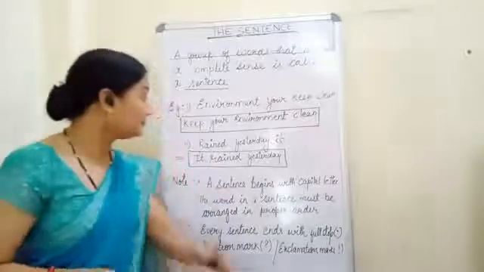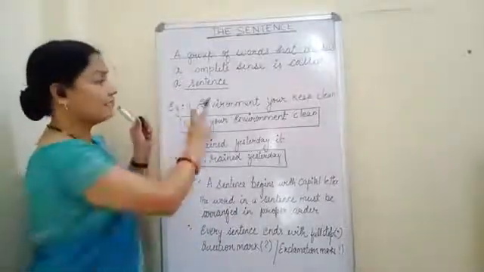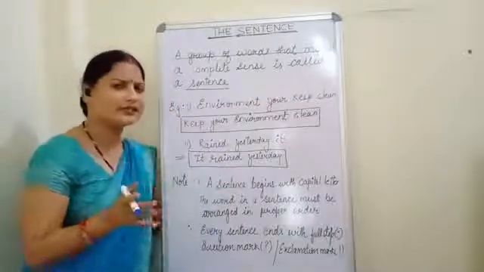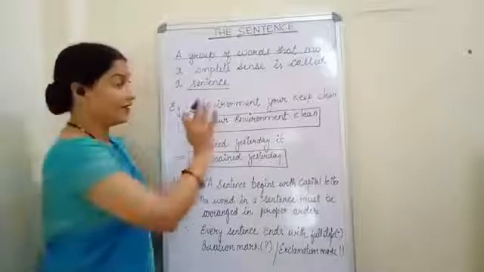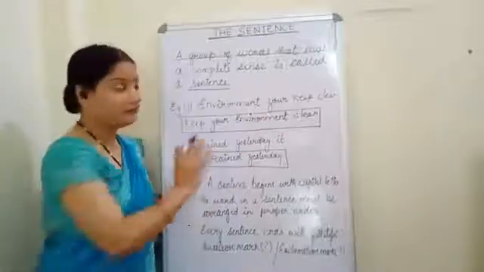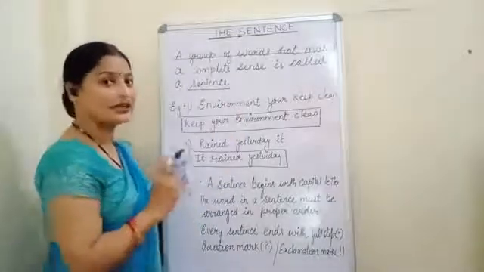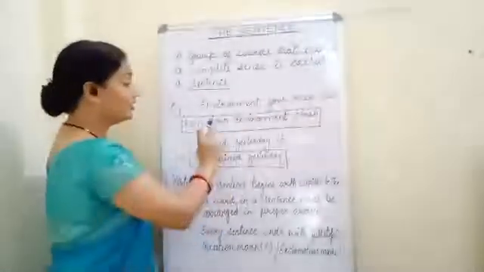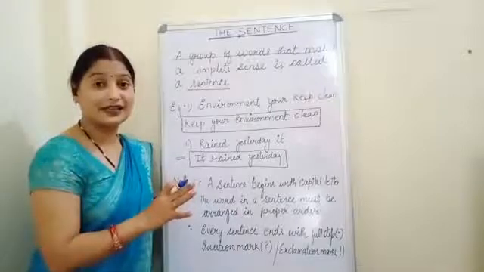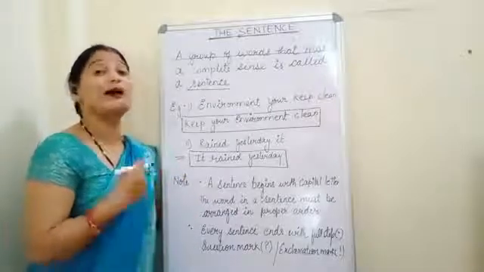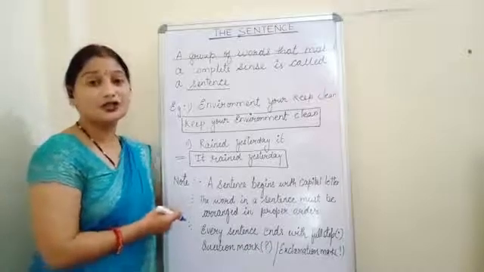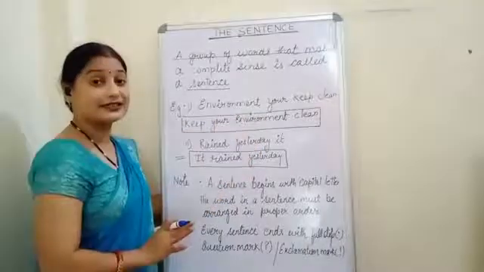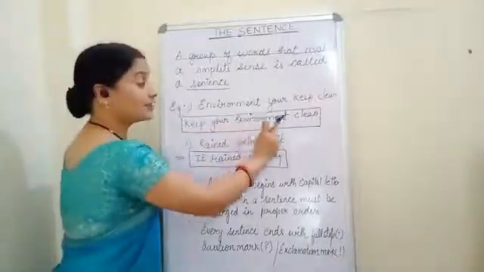Now see some examples. Example number 1 is, "environment your keep clean." Is it making some sense? No. But if we shift the words, if we jumble the words, then see what sentence we get. "Keep your environment clean." Now, this makes some sense. Nowadays, definitely we are working very hard to keep our environment clean, to keep ourselves clean. And that's why this makes some sense. That is, keep your environment clean.